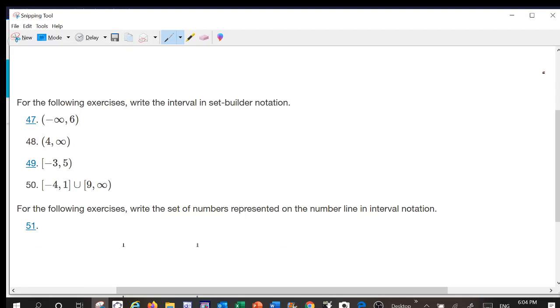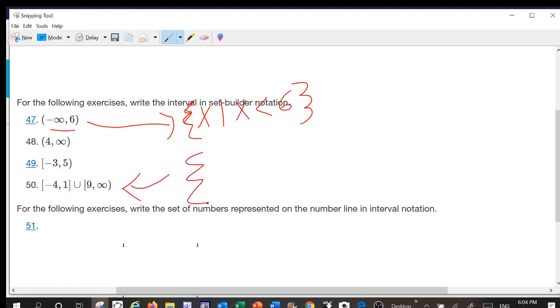So in set builder notation, what would that be? Well, in set builder notation, we have to go back to using inequality symbols, right? So what do we want, for example, here? We want all x such that x is to the left of 6 but not equal to 6, right? So that means x has to be to the left of 6, but not equal to. That's it.